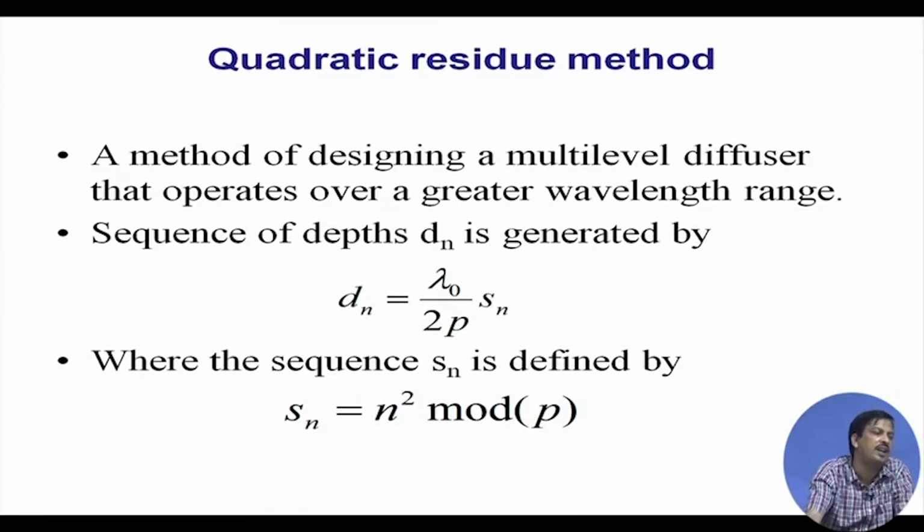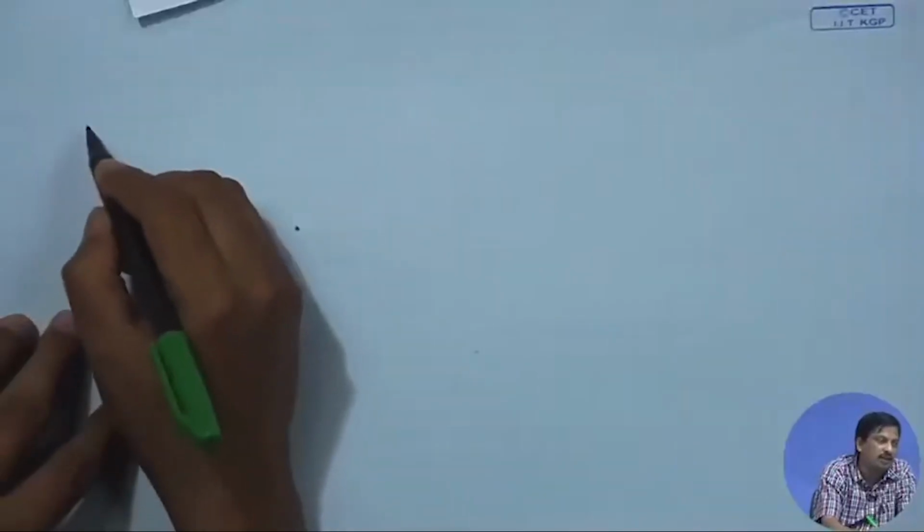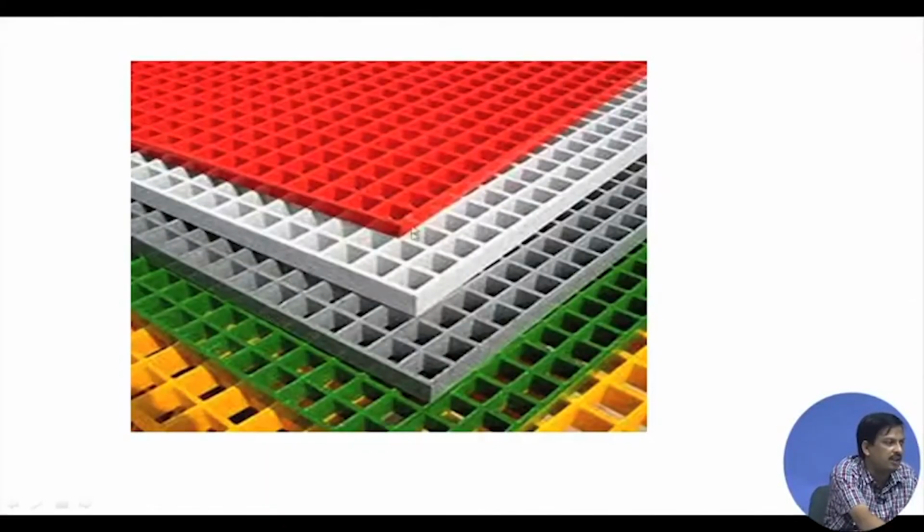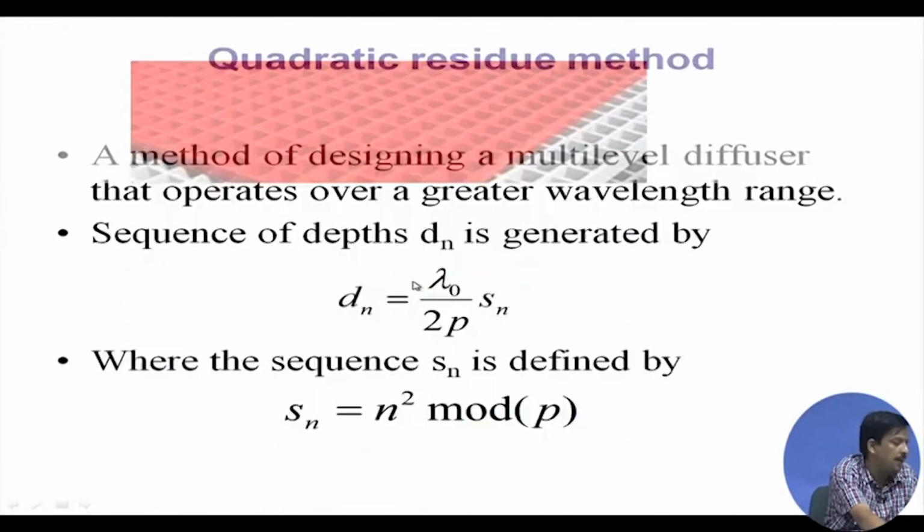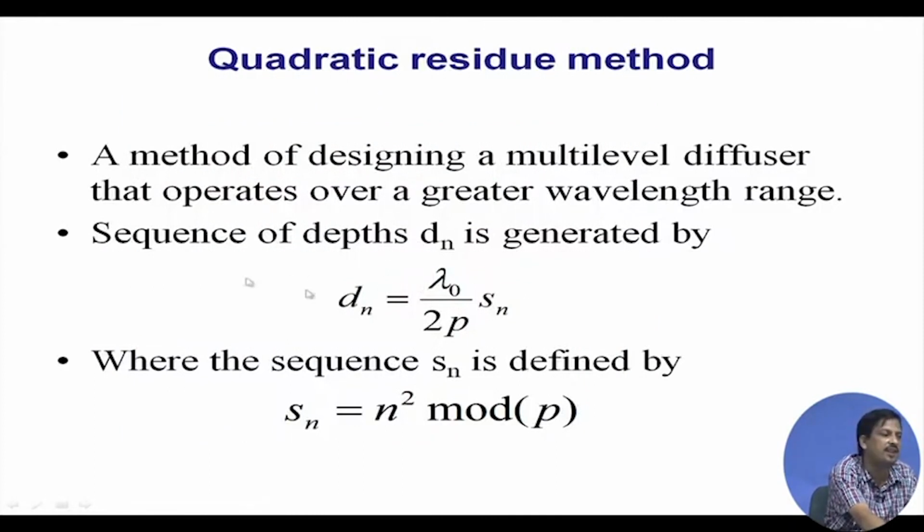It is a method of designing a multi-level diffuser that operates over a greater wavelength range. So, there is a relationship between the frequency response and the design of the diffuser. If you see these acoustic tiles, there is a depth, and this depth is not random, it is designed. For a quadratic residue diffuser, the depth is lambda 0, the fundamental wavelength, divided by 2p, into Sn. P is an integer. Sn is a sequence which can be generated using this.